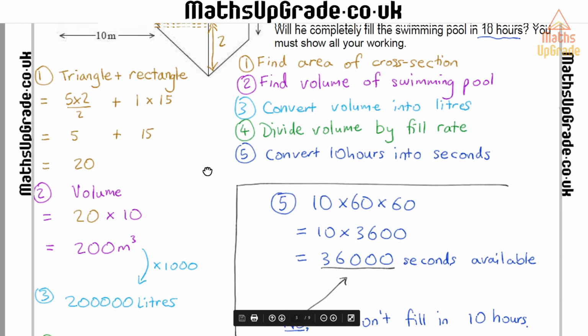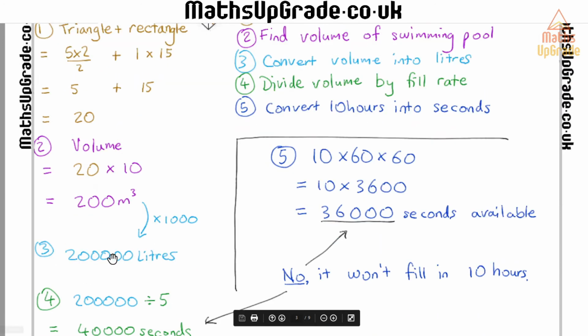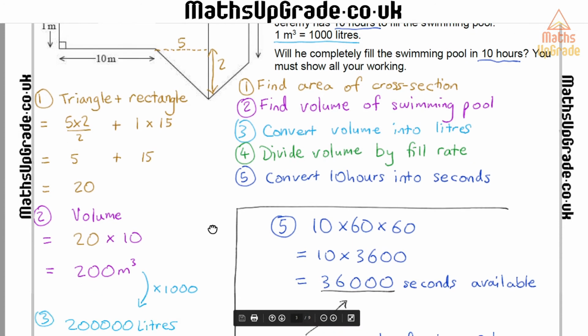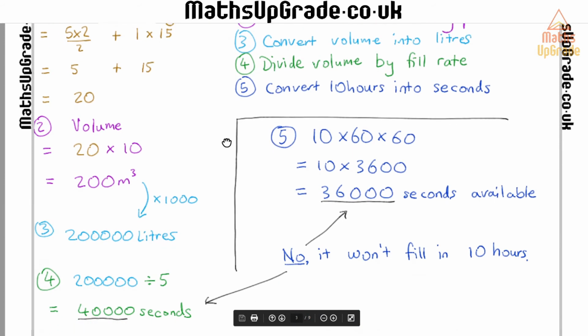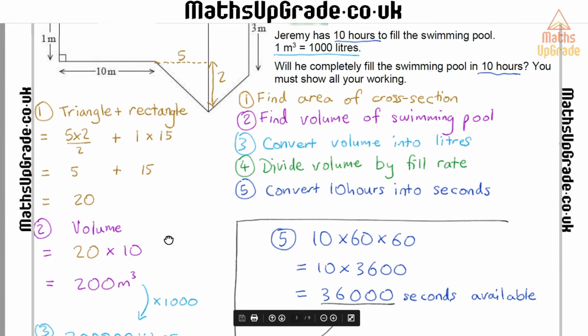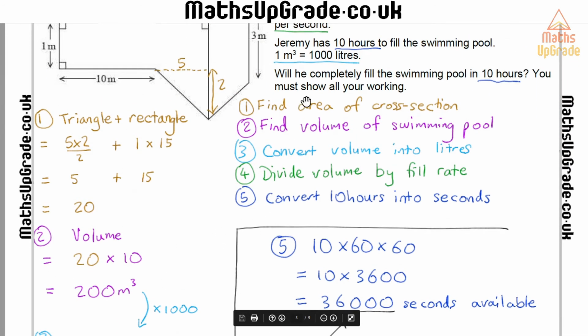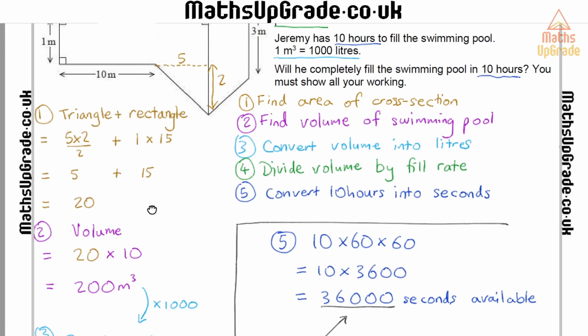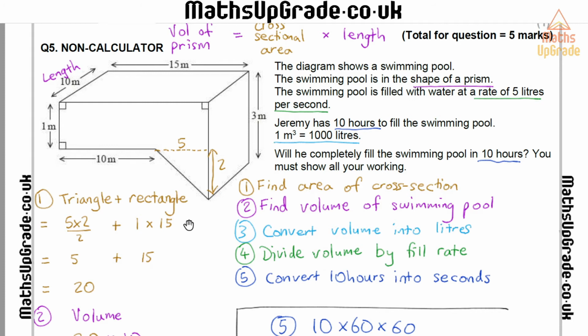The next part, like I said, I'm going to divide this volume in litres by the fill rate. And the fill rate is 5 litres per second. So 200,000 divided by 5 litres per second gives me 40,000 seconds. Now, I need to convert that into hours since I need to check if I can fill it in 10 hours. So let me convert 10 hours into seconds, since this entire question is a non-calculator question.